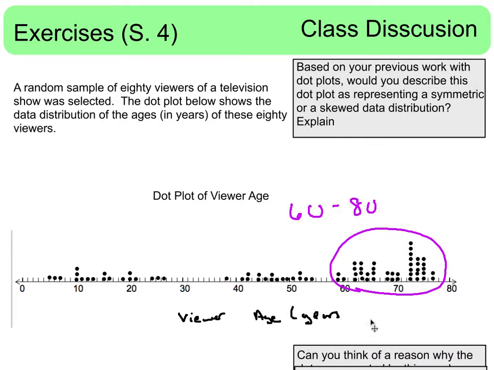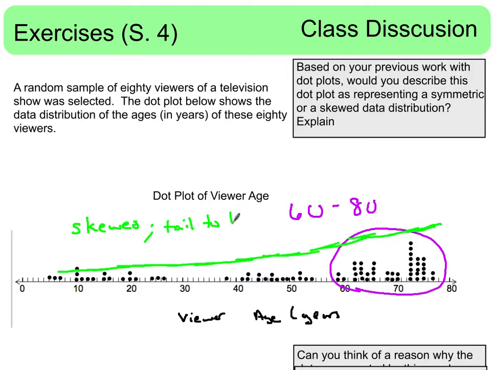So based on your previous work with dot plots, would you describe this dot plot as symmetric or skewed? And so again, when we look at it, we have a lot of our data over here. And so if we want to describe it, we would tend to have a lot of data over here, and it tends to skew as we go across over here. So we would define this as skewed with a tail to the left.